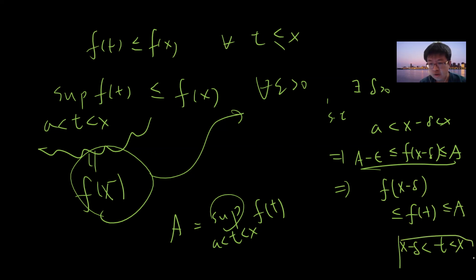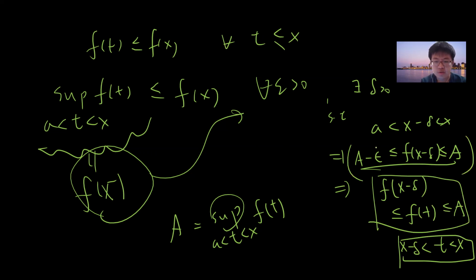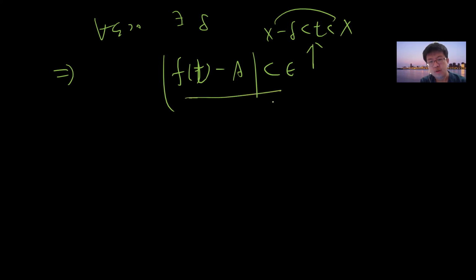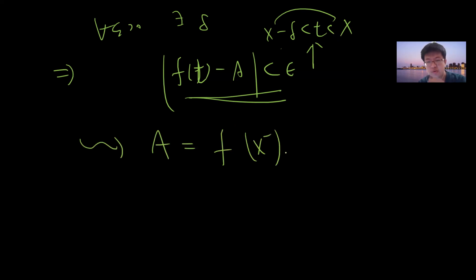So from here and here, and these two, you can combine all these, then you get the following: f(t) minus a is less than epsilon. That means for epsilon greater than 0, there is this delta such that for any t in the region from x minus delta to x, you always get this. So this is the same as any sequence approaching the limit from the left gives a. Which tells you that a should be f(x minus), by definition.